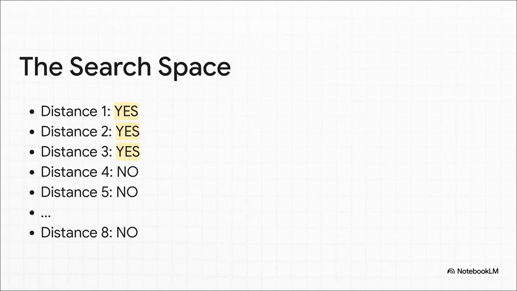Now look what happens when we think about it this way. A really important pattern just pops right out. Think about it. If a distance of 3 is possible, then of course any smaller distance like 2 or 1 is also going to be possible. And if a distance of 4 is impossible, then any larger distance like 5 or 6 is definitely going to be impossible too. We have this clean break, a whole bunch of yeses followed by a whole bunch of nos.